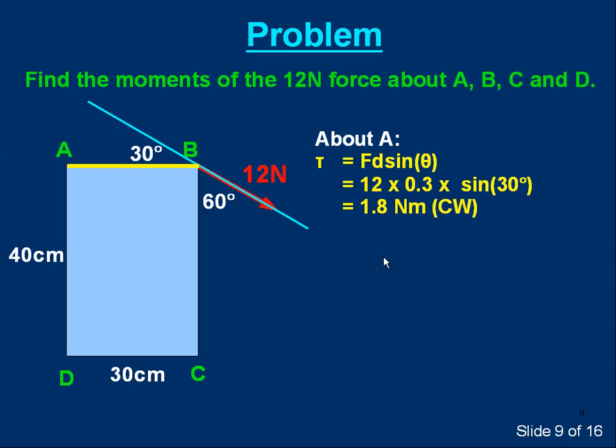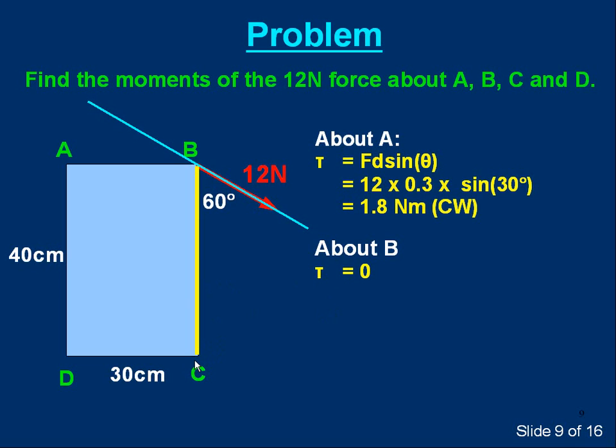Okay, what's the moment of the force about point B? Well, there's no calculation needed. The line of action passes through point B, therefore there is no moment. The distance from the point to the line of action is 0 because the line of action passes through the point. So whenever you have a force whose line of action goes through a point, the moment about that point is 0.